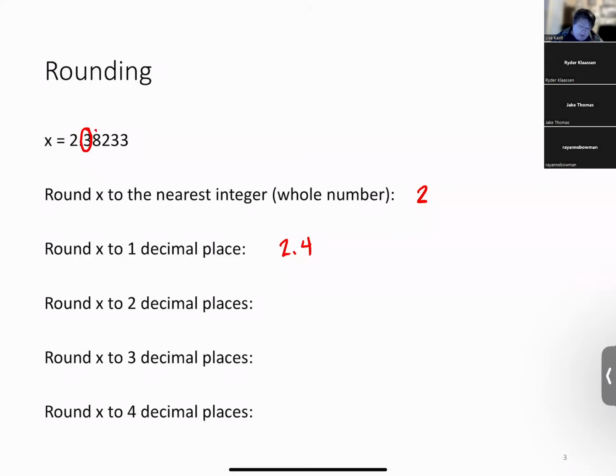If I round to 2 decimal places, I'm going to round the 8 off. So I go to the right, it's a 2, so I just truncate: 2.38. And if I'm going to round off to 3 decimal places, I'm going to round off the 2. I go to the right, it's a 3, so I just truncate: 2.382. And if I round off to 4 decimal places, I go 1 number to the right, that's a 3, so I just truncate. I get rid of that last 3. So it's 2.3823. And you do this very poorly.